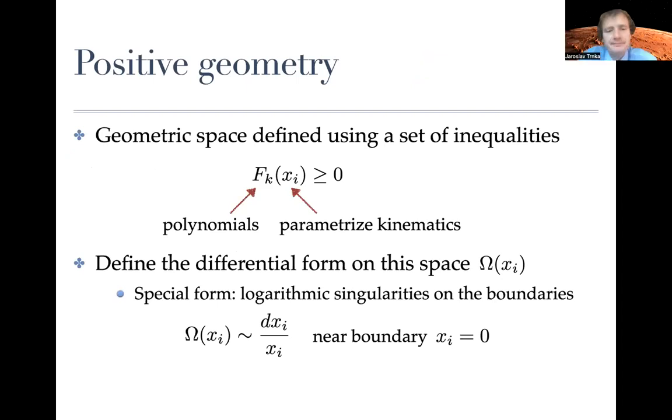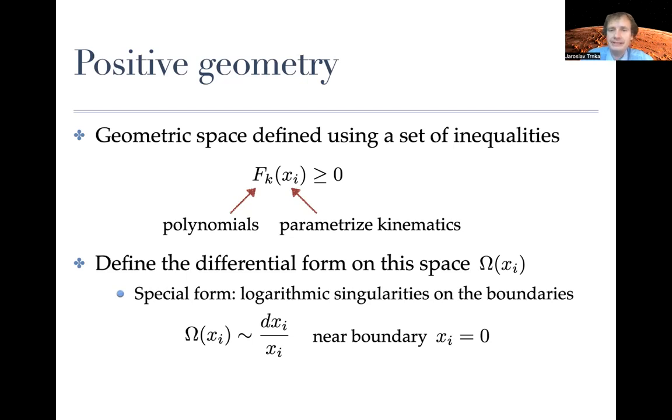Okay, so now we define the positive geometry. Very generally, we would like to define some geometric space, which is labeled by some parameters xi, and the space is defined by a set of inequalities. So there are some polynomials, and when we say that our parameters, let's say x1, x2, x3, satisfy these inequalities, that defines some region in the space.